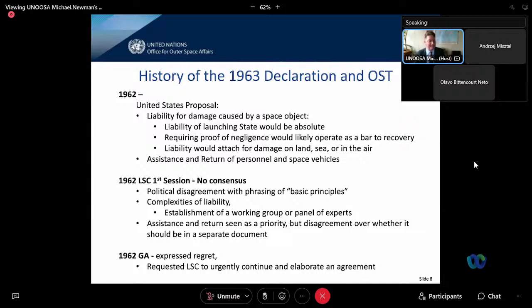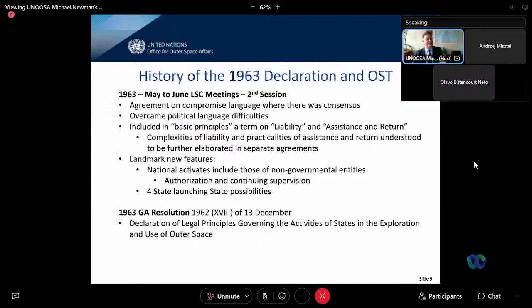In 1962, the General Assembly met, of course, and expressed regret that there was no consensus on the output, let's say, of this year. It requested the legal subcommittee to urgently continue and elaborate an agreement that would cover the basic principles, liability, and assistance and return. So with that driven mandate, in 1963, the legal subcommittee met in its second session under the chairmanship of Manfred Lachs, and again, agreement was made on compromise language where there was consensus.